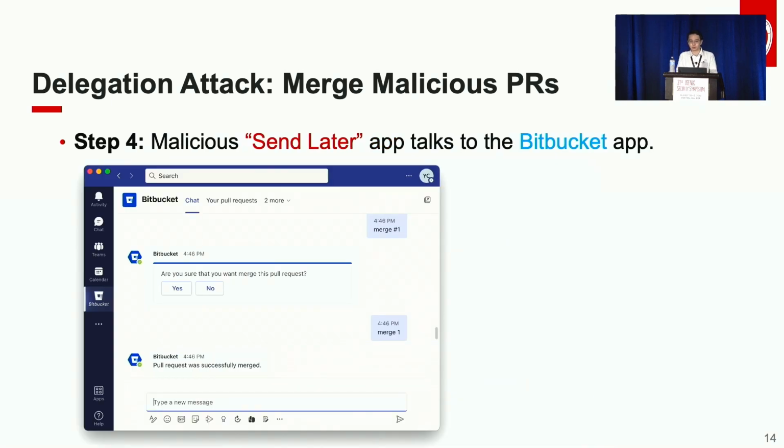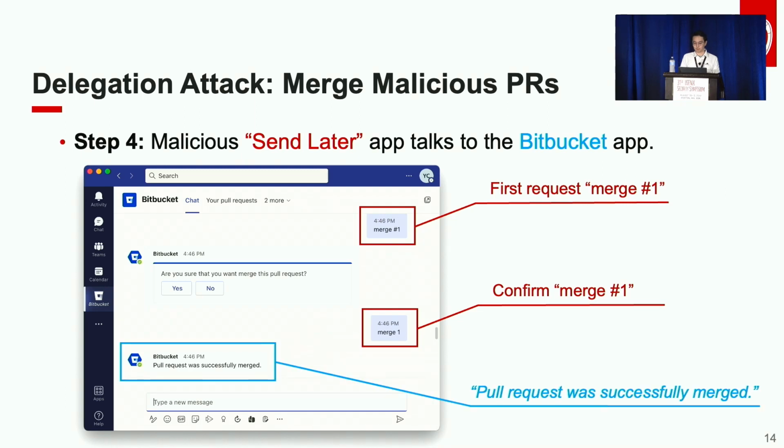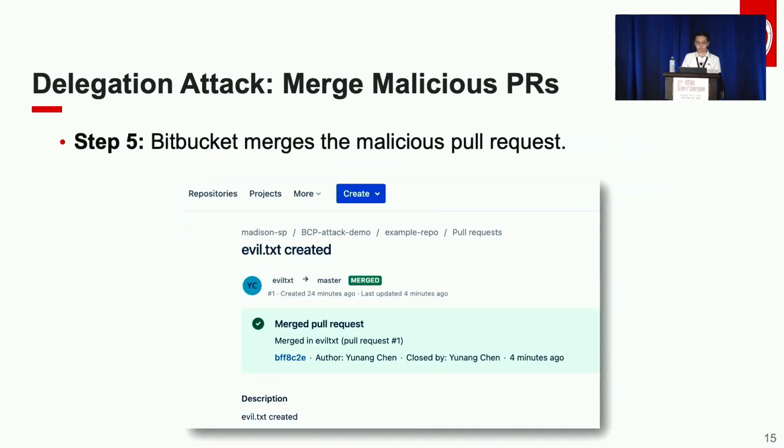And once the malicious pull request is created, the attacker app can now interact with the Bitbucket app as a user. They can send the merge command twice to first initiate and then confirm the request. And at this time, because from Bitbucket's view, it's the user but not the app who wants to send the request, it will simply merge the code as requested. And after that, the attacker can delete these messages to make the attack even more stealthy. And as we can see from the final page, the malicious pull request merged without any actual approval from the user.